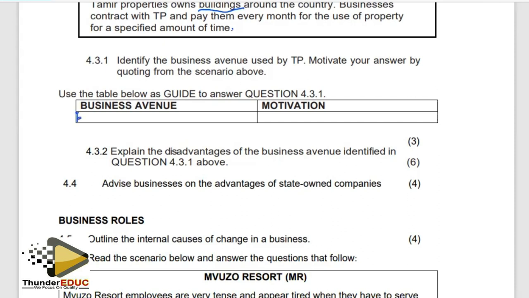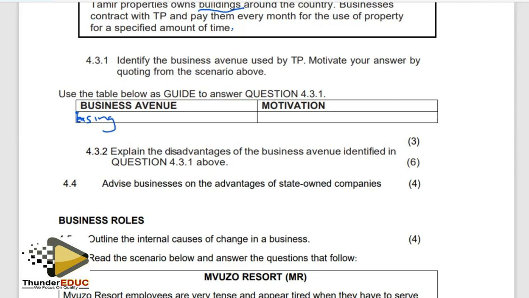The business avenue is leasing. If you remind yourself very well, you can understand what leasing is. This is when the leaser gives out his property to a lessee specifically to make sure that the lessee pays for the use of that asset or property for a given period of time, beyond which the leaser will repossess the property. So the lessee, the person getting it from the person leasing it out, is going to own it for a given period of time, and the leaser is going to re-own it again.